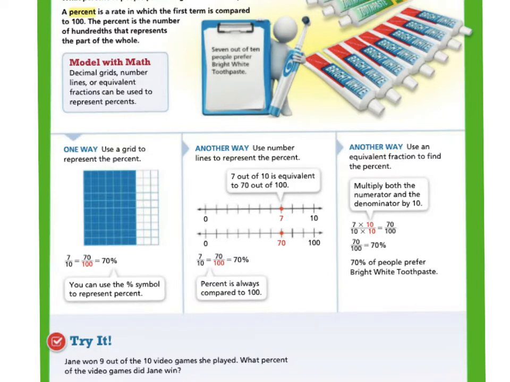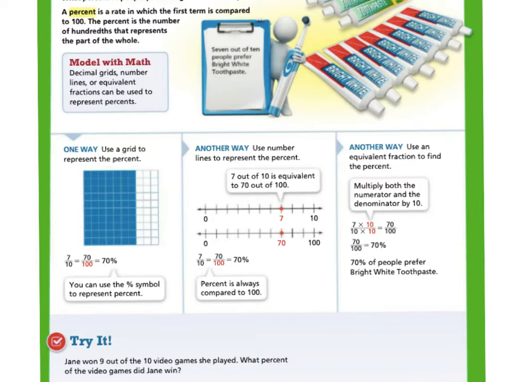In example number one, one way is to use a grid. So in this particular grid, there are 100 white squares. The squares that are colored in are blue. There are 70 blue squares, so you would write 70 over 100. Or they show you there are 7 blue rows with 10 in each row. This is equivalent to 70%.